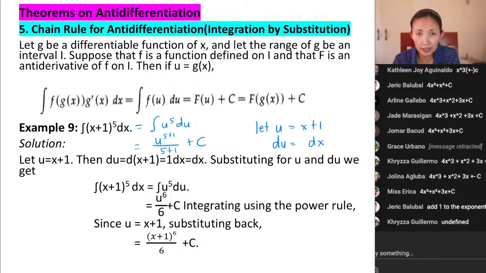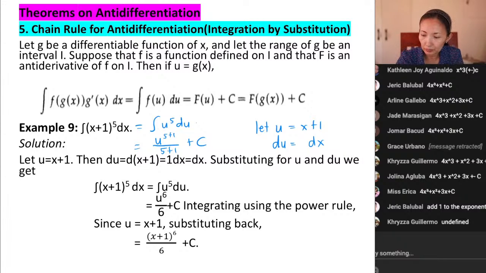However, we have to bring this back into the original variable, which is x. Take note that we let u a while ago be equal to x plus 1. So, you have to express your final answer in terms of x. So, now you return, okay, replace u with x plus 1. So, we have x plus 1 to the 6th power over 6 plus the arbitrary constant c.